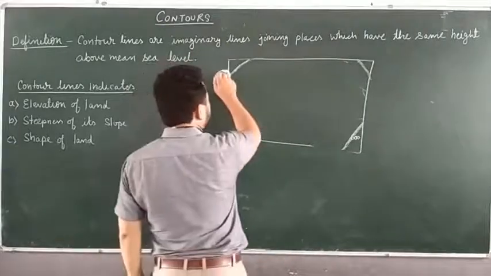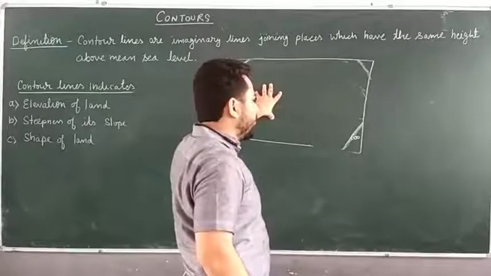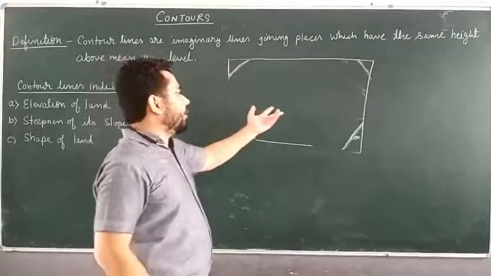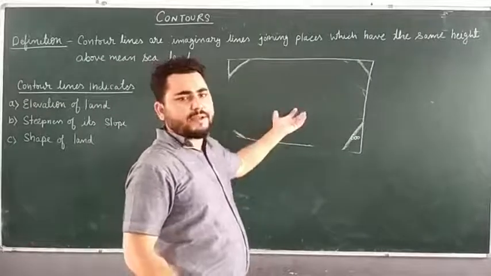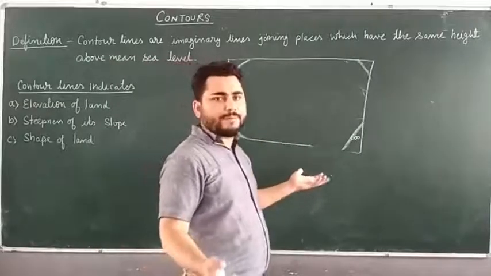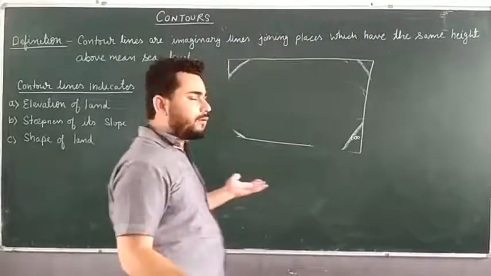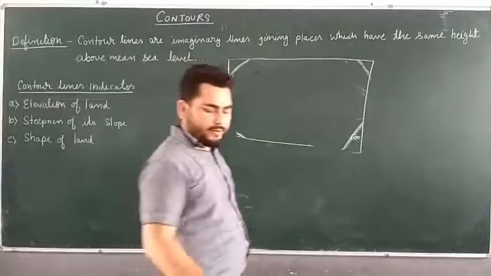Now, like this you come to know about the height of the place, right? And as only one contour line is there, you can say this land is flat, okay? The slope is very, very gentle, or it's flat land, and the shape of the land is, you can say, again flat, right?